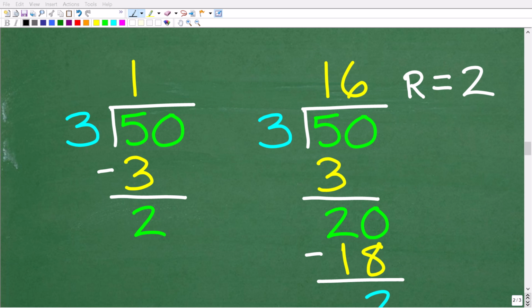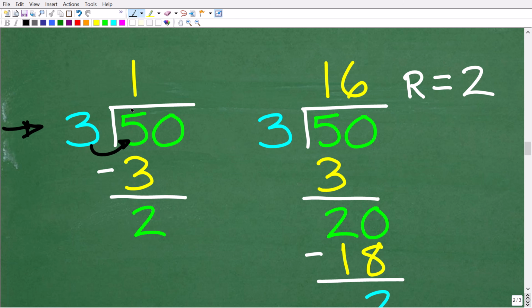So hopefully you remember how to do long division by hand, but if you forgot, well, I'm going to go through the procedure right now. Alright, so we're trying to take this 50 and divide it by 3. So what we need to ask ourselves is, can 3 go into 5? Yes, 3 can go into 5 one time. So we're going to put a 1 right here above the 5.